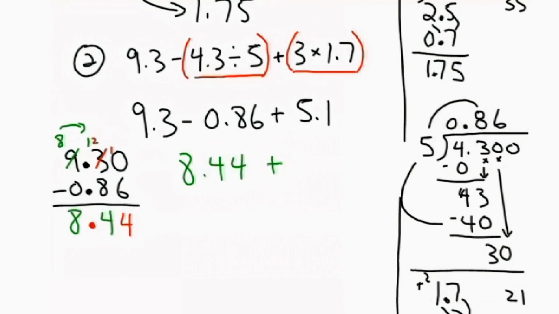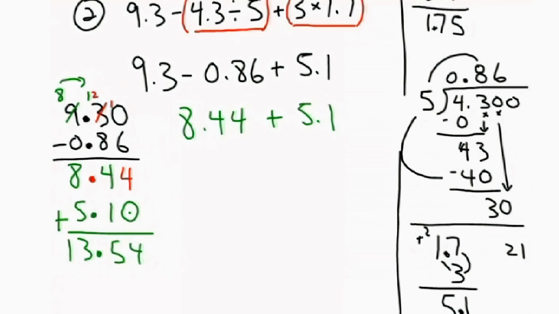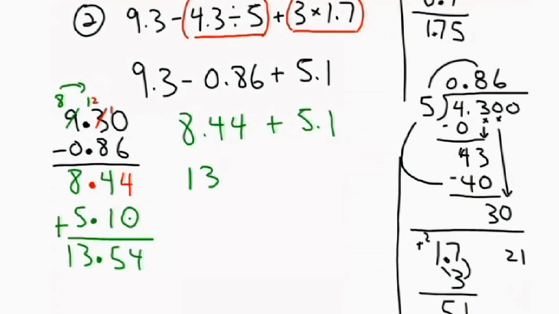8.44. And now I have to add 5.1. So if I have to add a 5.1, again, I'll put in a placeholder. 4 plus 0 is 4. 4 and 1 is 5. And 8 plus 5 is 13. So I land up with 13.54.